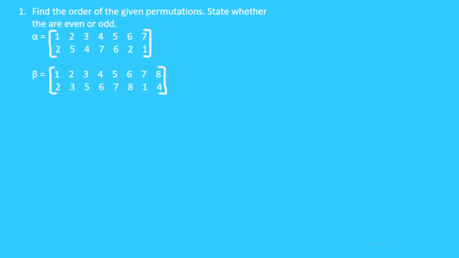Hello everyone and welcome to the section 4 example problems for abstract modern algebra. We have 8 example problems that we're going to work. So let's take a look at the first problem that we have here.